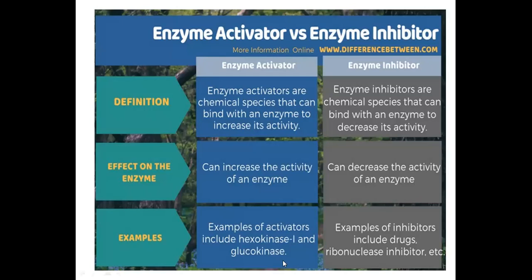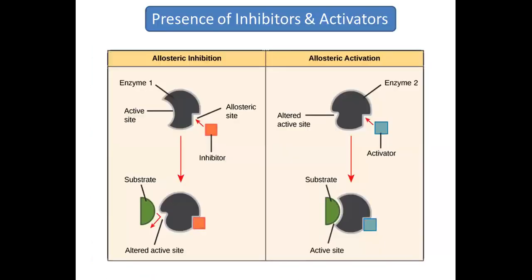For example, hexokinase and glucokinase act as activators and will increase the rate of the reaction. Whereas in case of inhibitors, some drugs and some inhibitor molecules will decrease the rate of the reaction and decrease the enzyme-substrate complex formation. So here also two parts are there, the presence of inhibitors and activators. Some allosteric inhibition is also there, and some allosteric activation also.